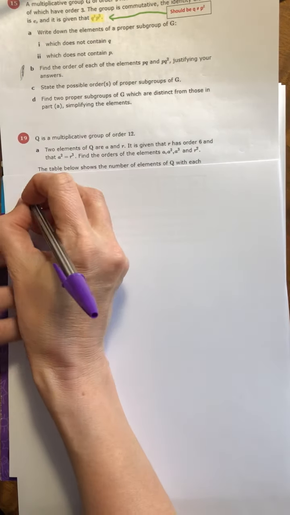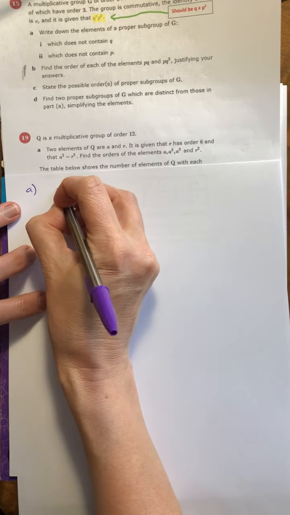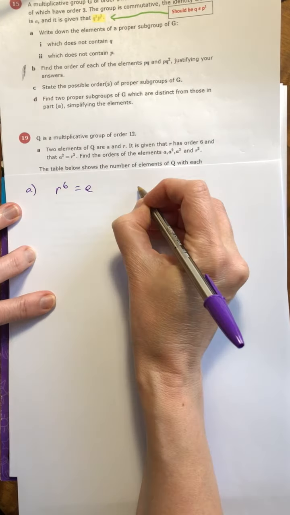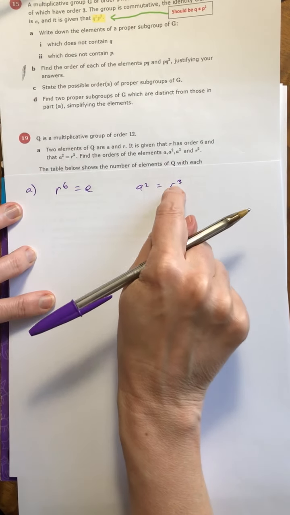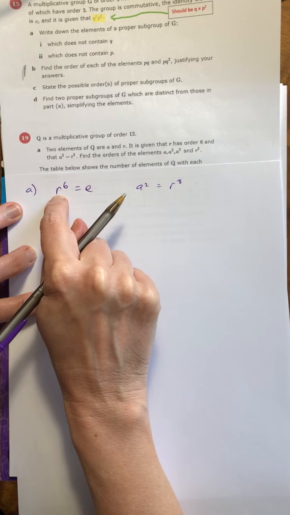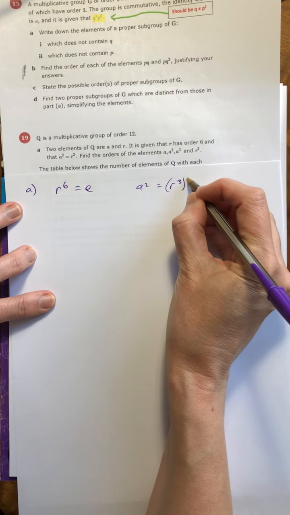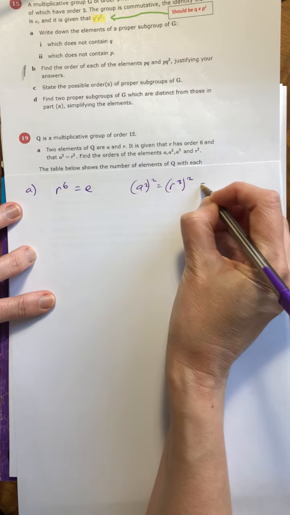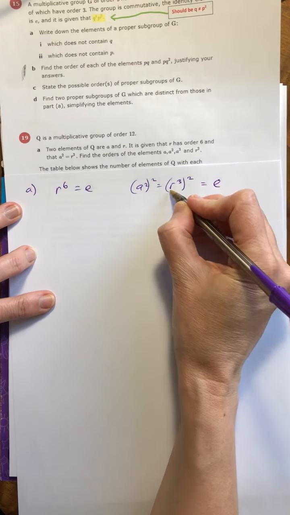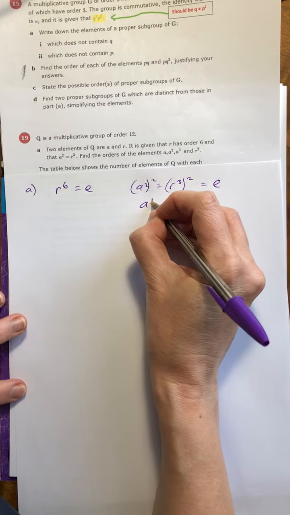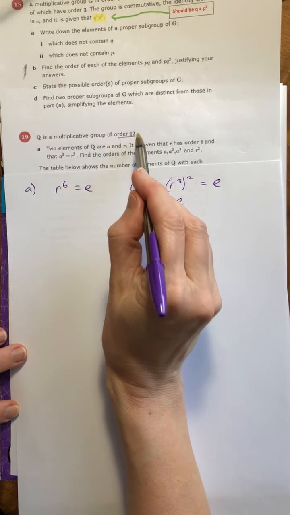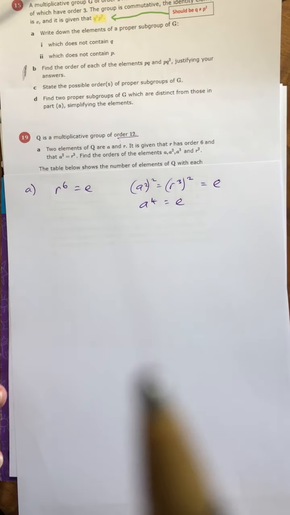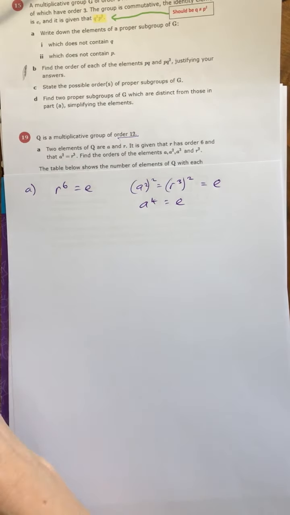So this one here, it is given that R has got order 6. So if R has got order 6, R to the 6 is equal to E. We also know that A squared is R cubed. So if I think about how I can use that, I then know that if I square both of those, that gets me the identity, because R to the 6 is equal to E. So I know that the order of A is equal to 4. That makes sense because I know a group of order 12, I'm looking at order of elements being 2, 3, 4 and 6. They've got to be factors, of course, 1 and 12 as well.